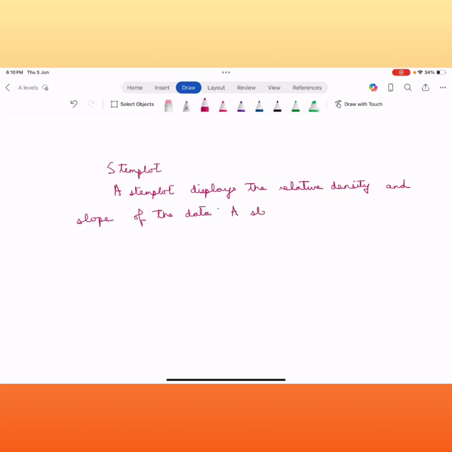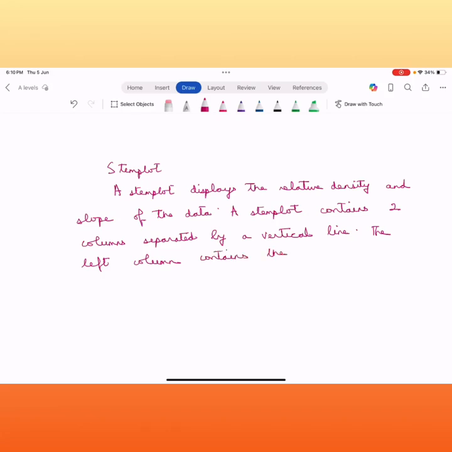A stem plot contains two columns separated by a vertical line, and the left column contains the stem, while the right column contains the leaves.